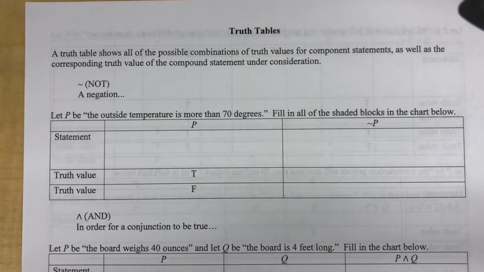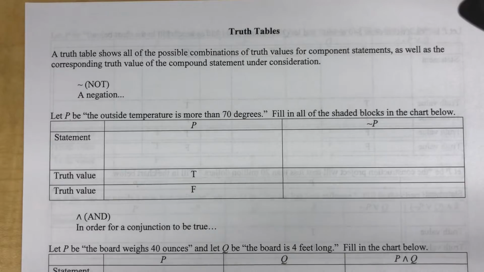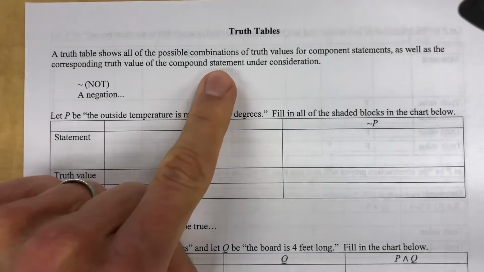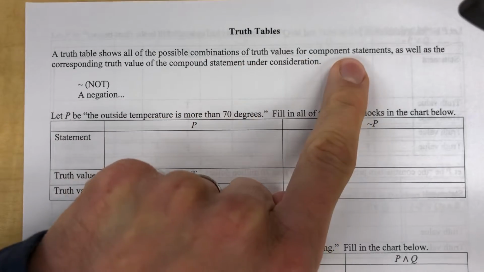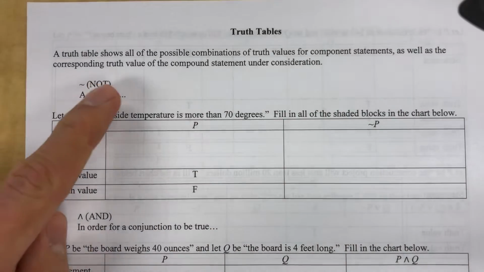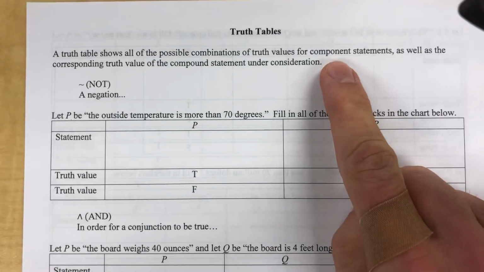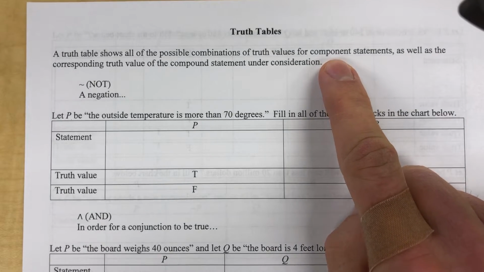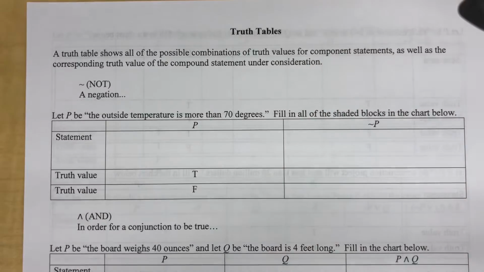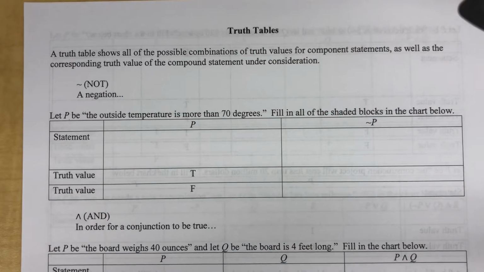Okay, let's read a very wordy definition. A truth table shows all the possible combinations of truth values for component statements, as well as the corresponding truth value of the compound statement under consideration. What? Okay, first of all, the component statements, those would be the atomic statements or the single statements, the original statements, and then we're going to add some ands and ors and nots and later on if then to it, that kind of thing. And so let's just begin with something that we already know.